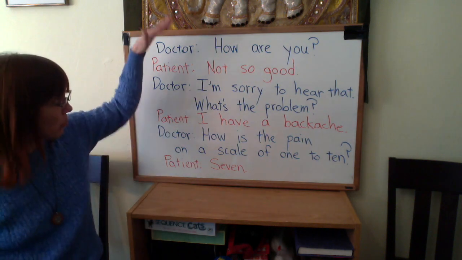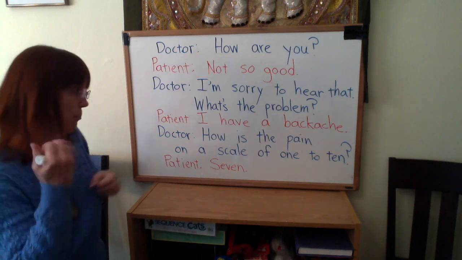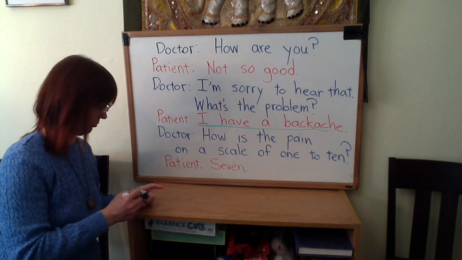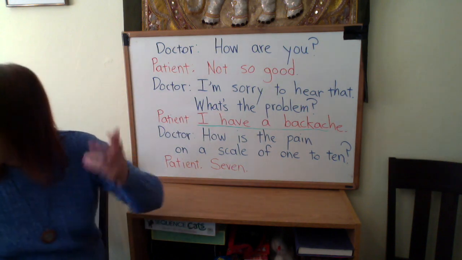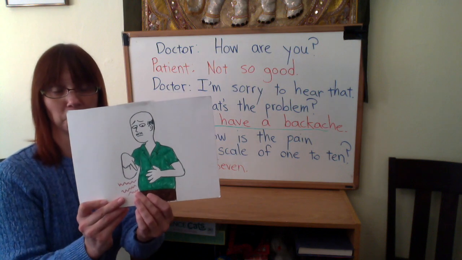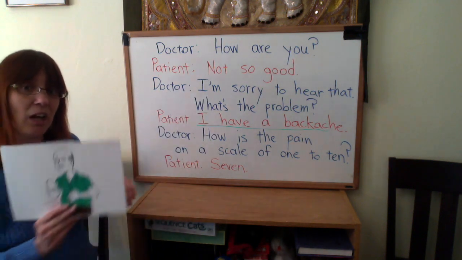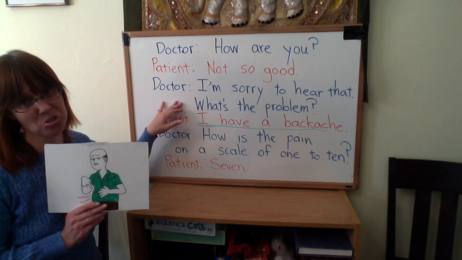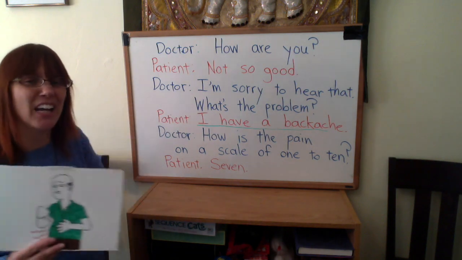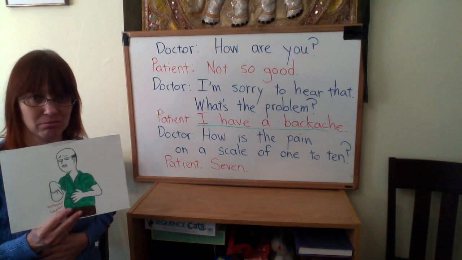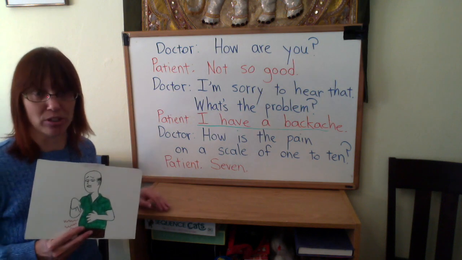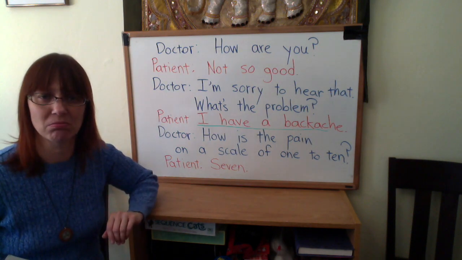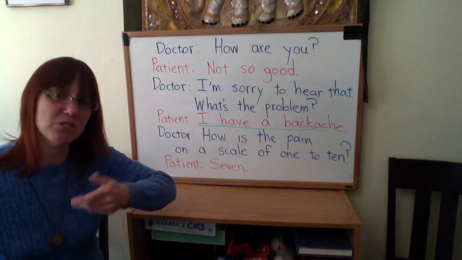Okay, and so we can practice this conversation with different examples. So here the problem is a backache. I have a backache. We can use different problems. So for example, maybe this is the problem. How are you? Not so good. I'm sorry to hear that. What's the problem? I have a stomach ache. How is the pain on a scale of 1 to 10? And then I can say different numbers. 4. Okay. So you can practice in your house with different examples.